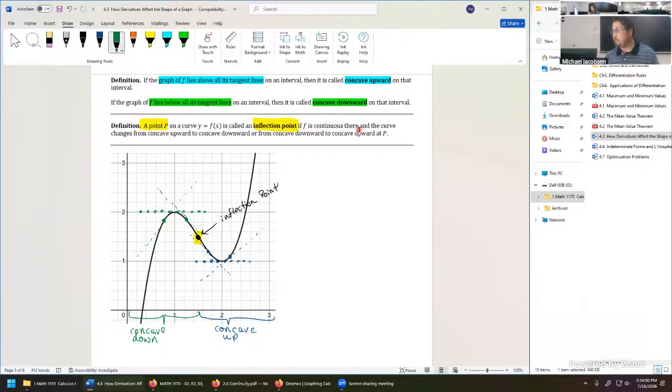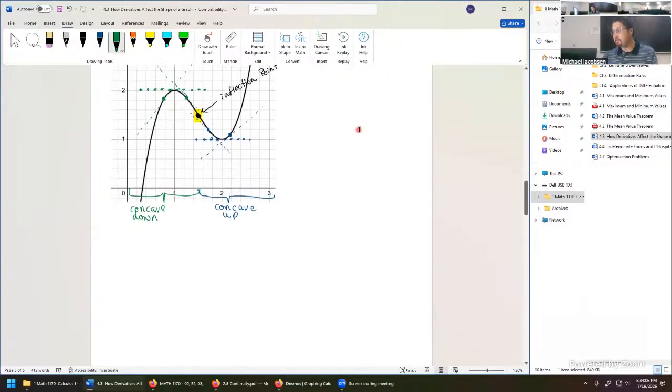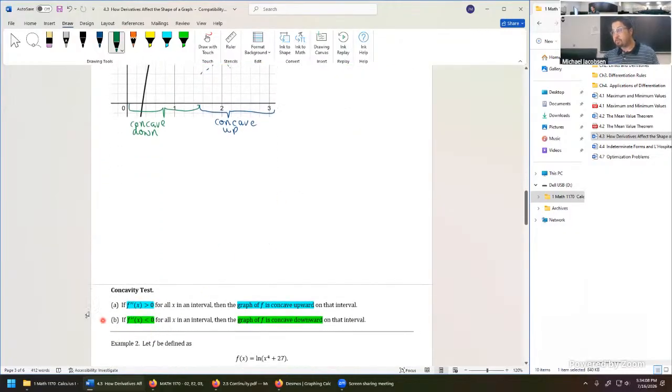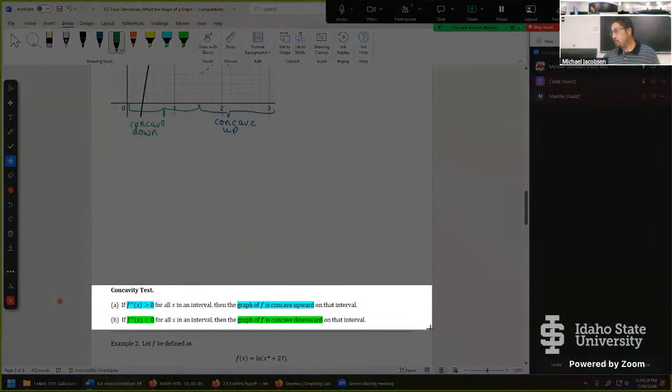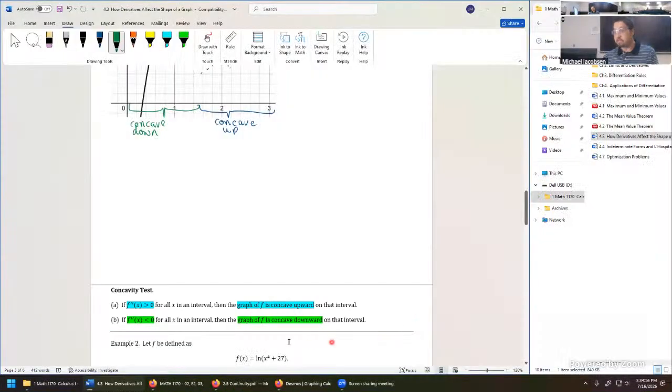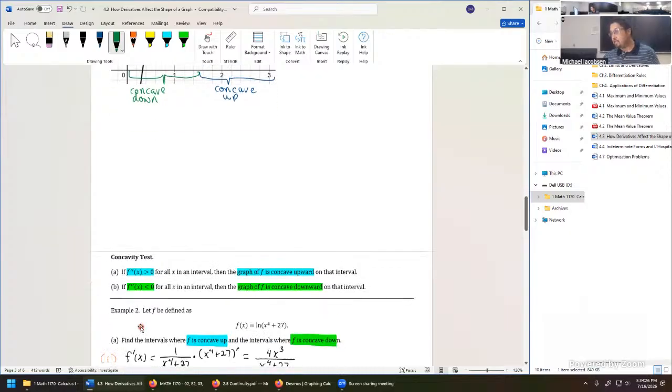Okay, now to actually find these intervals of concavity, where it's concave up, concave down, and the inflection point, we use the concavity test. And it's kind of an amazing test in a certain sense. It just relies on the second derivative specifically. If the second derivative is positive, we have concave upward. If the second derivative is negative, we have concave downward.